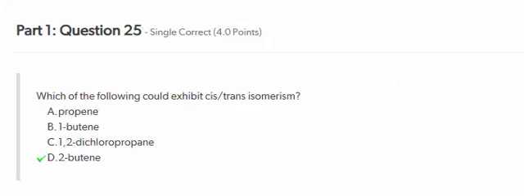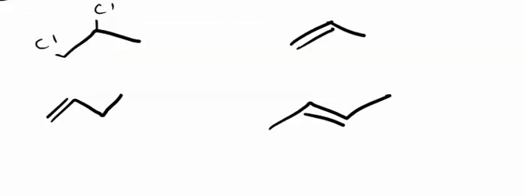And finally, number 25, which of the following could exhibit cis-trans isomerism? Cis-trans isomerism is geometric isomerism. We're looking for something with a double bond. So these were the 4 compounds that I was given. 1,2-dichloropropane, which is here. We do not have a double bond. We will not have cis-trans isomerism.